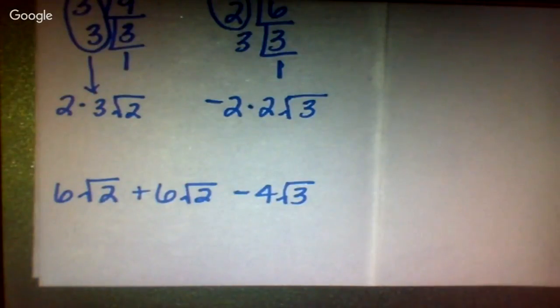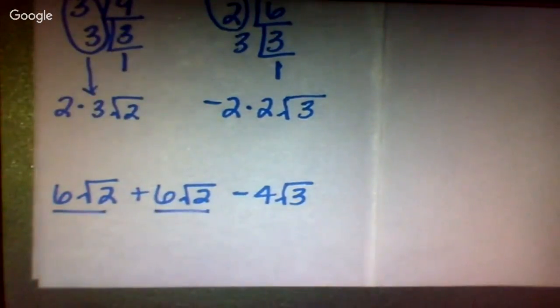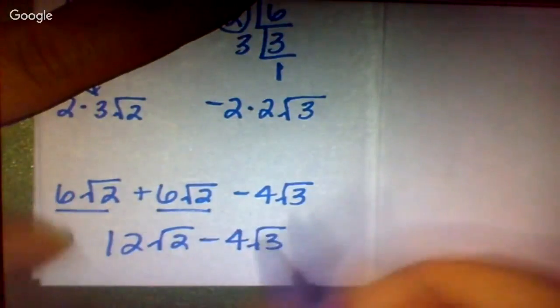Elijah, what are we putting together this time? What are like terms up there that we can combine? The 6 and the 6. Good. 6 square roots of 2 and 6 square roots of 2. 6 and 6 give me 12. 12 square roots of 2 minus 4 square roots of 3.